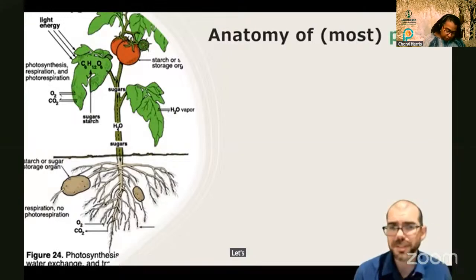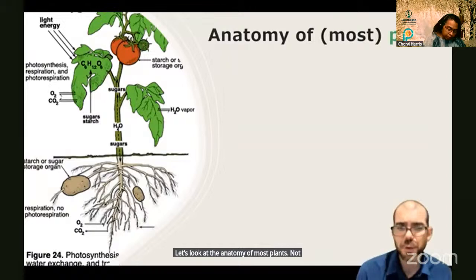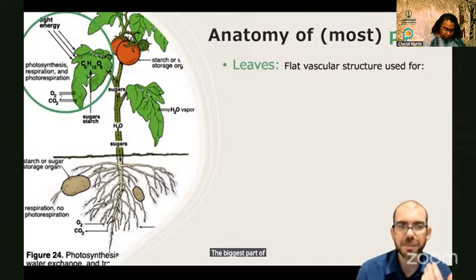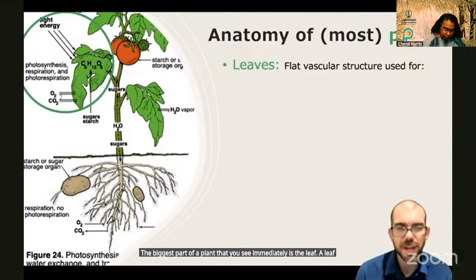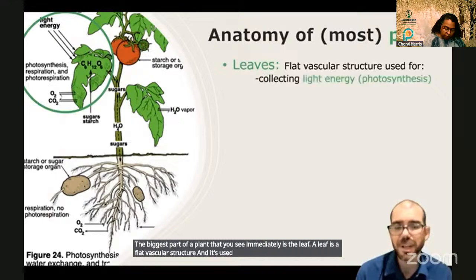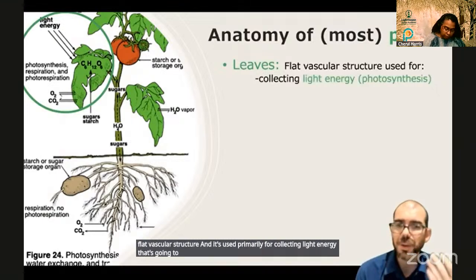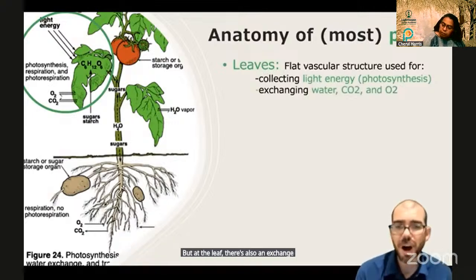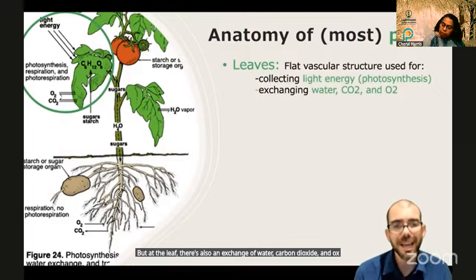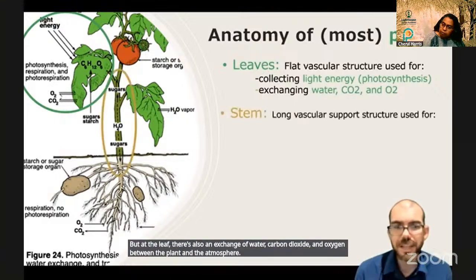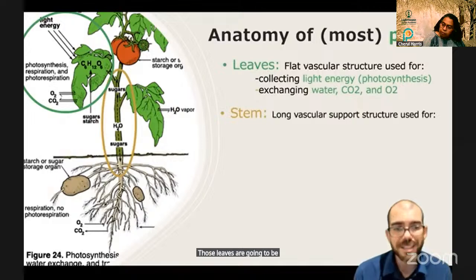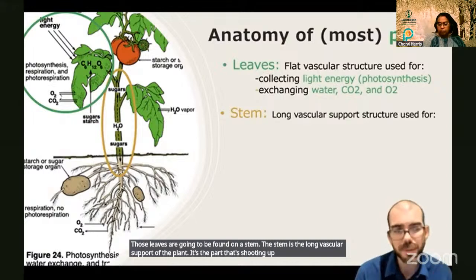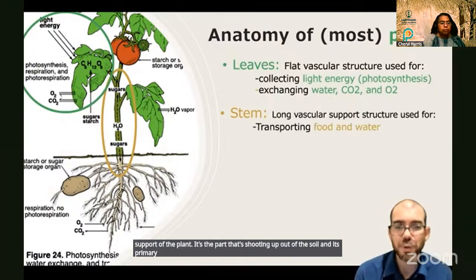Let's look at the anatomy of most plants. Not all plants have these same parts, but the majority of them do. The biggest part of a plant that you see immediately is the leaf. A leaf is a flat vascular structure, and it's used primarily for collecting light energy that's going to be used in photosynthesis for the plant to make its own food. But at the leaf, there's also an exchange of water, carbon dioxide, and oxygen between the plant and the atmosphere. Those leaves are going to be found on a stem. The stem is the long vascular support of the plant. It's the part that's shooting up out of the soil, and its primary function is to transport food and water.